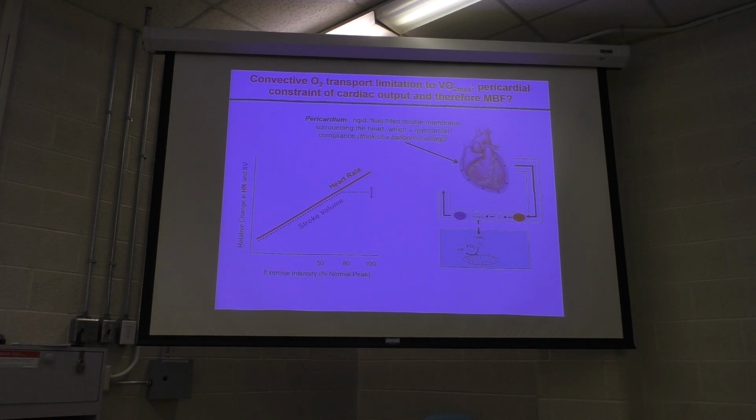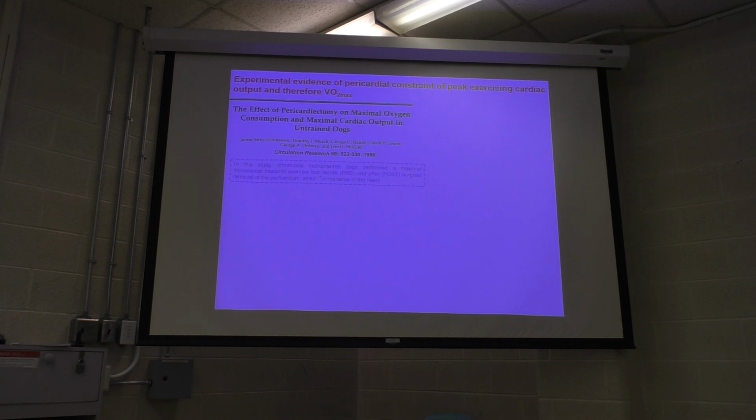So when you look at exercise intensity from rest to peak, what we showed you in that previous diagram is that heart rate goes up nice and linearly. Heart rate's not the problem. And stroke volume plateaus. So, you might be saying, what happens if we get rid of the pericardium? You guys weren't asking that? Well, that's what people did ask. So they went back to their dogs. Not to their dogs, these are different dogs.